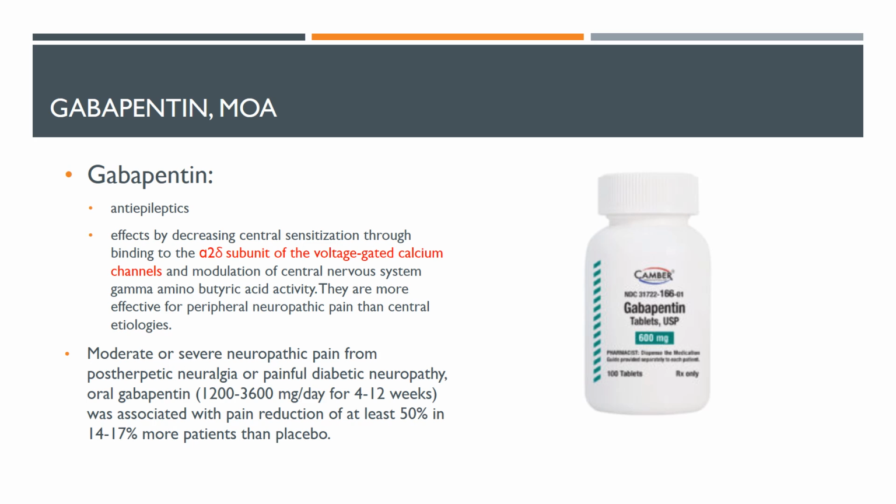Gabapentin mechanism of action. Gabapentin is an anti-epileptic medication which can also be used to help with neuropathic pain. It works by decreasing central sensitization through binding to the alpha-2 delta subunit of the voltage-gated calcium channels and modulates the central nervous system gamma-aminobutyric acid activity. If you have a patient who has moderate or severe neuropathic pain from postherpetic neuralgia or possibly painful diabetic neuropathy, oral gabapentin is recommended at 1,200 to 3,600 milligrams a day for 4 to 12 weeks.